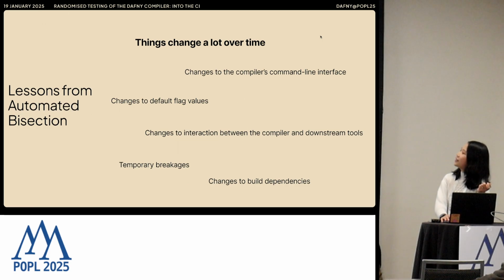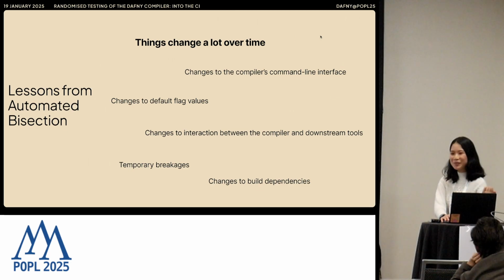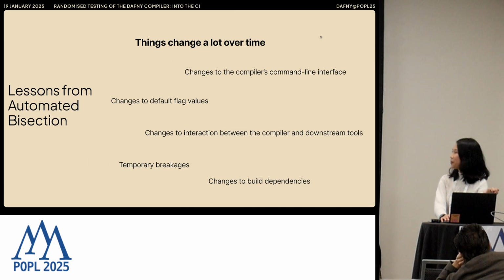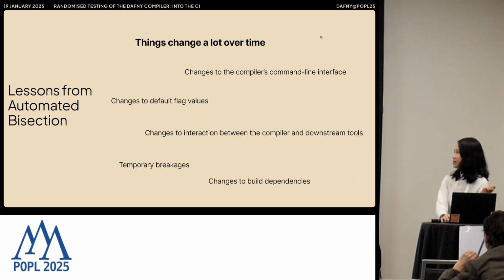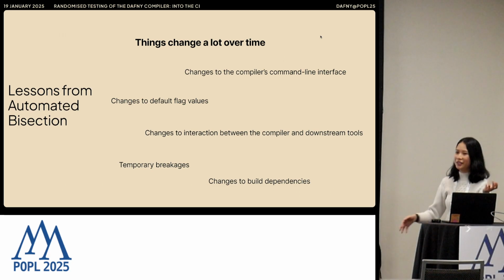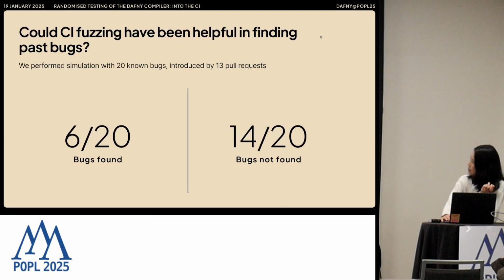But I think the point of this is for compiler developers to be more cautious about the changes you're making, either with the user interface or anything else, in order for automated bisection to work a long time. Because Dafny is relatively young, and even so, there's already a lot of obstacles in doing automated bisection.